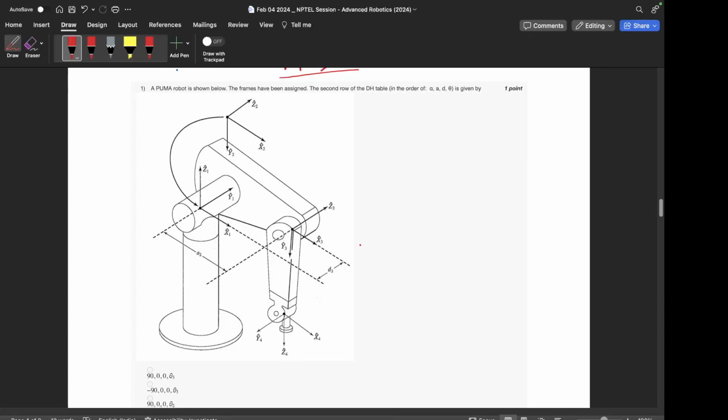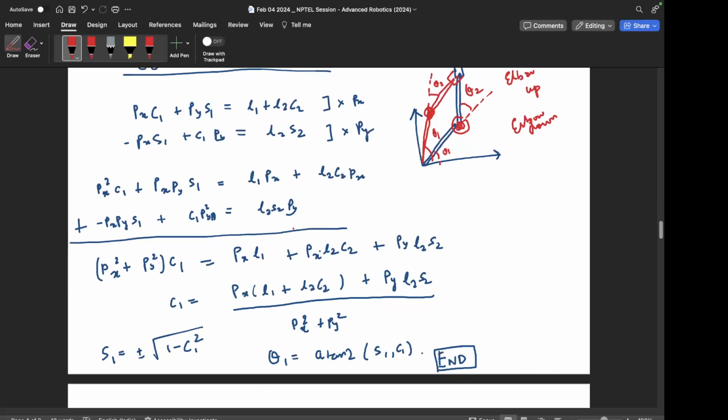The important thing to note here, and there's a question also on it here, is that the last 3 axes intersect, right? So here the Z4, the Z3, they are intersecting.